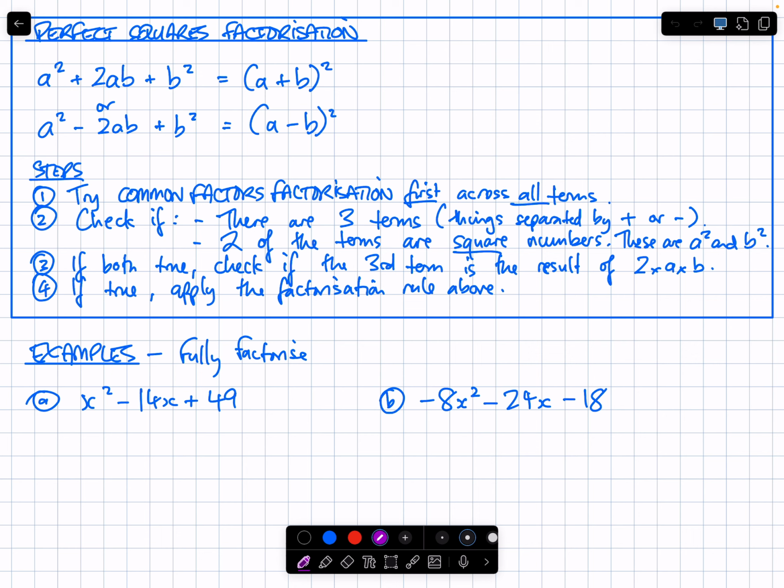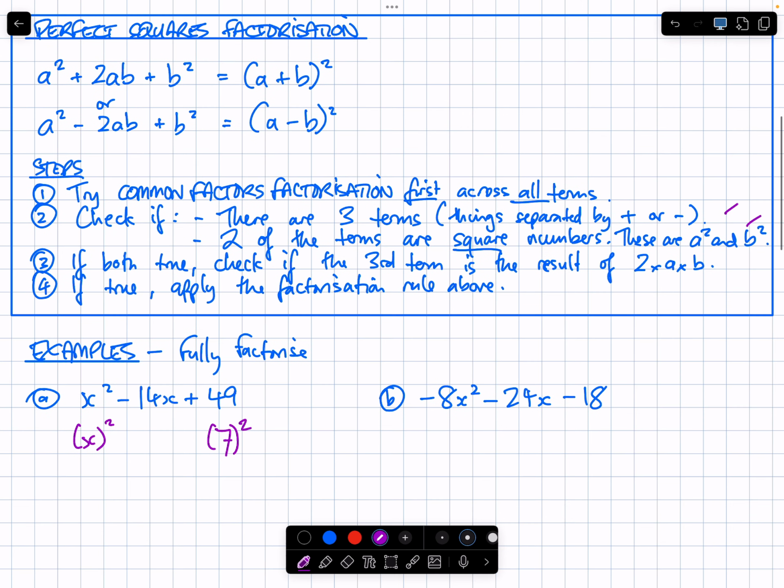Yes. Is x squared a square number? Yes. Is 49 a square number? Yes. Okay, so let's write that. X squared is x being squared. What do I square to get 49? 7 squared. So we have met 2 of the requirements. The last check. Is the third term, the one in the middle, the result of 2 times a times b? What is a? X. What is b? 7.